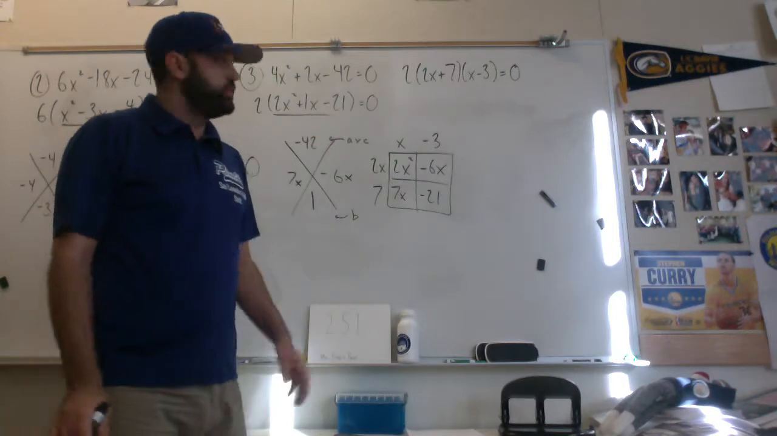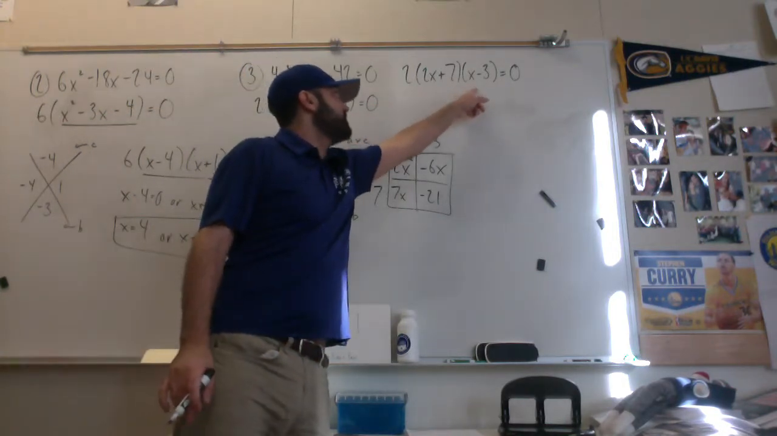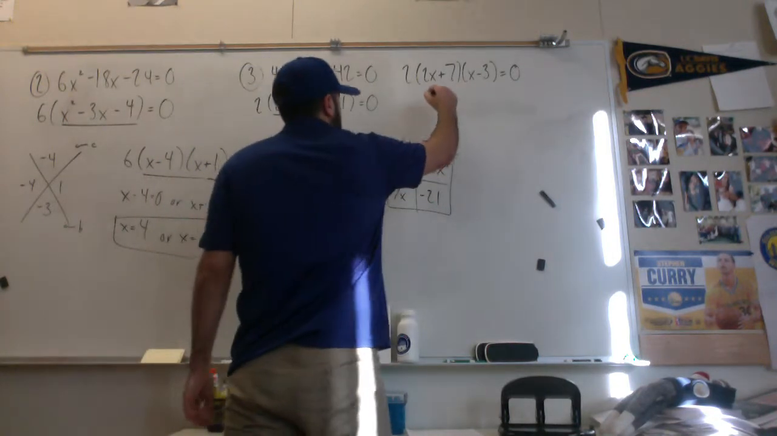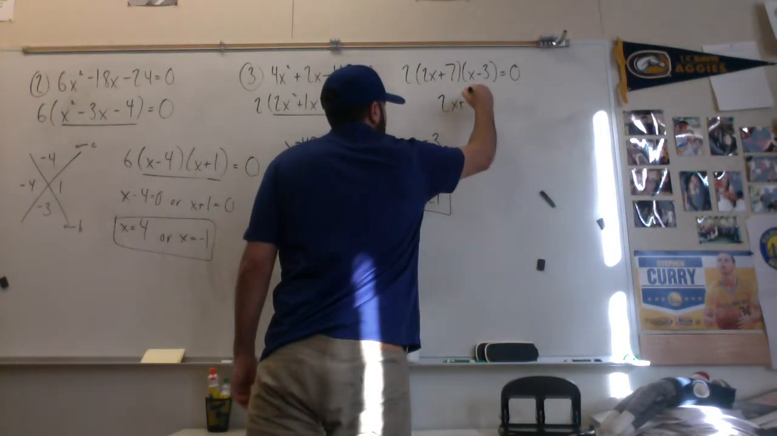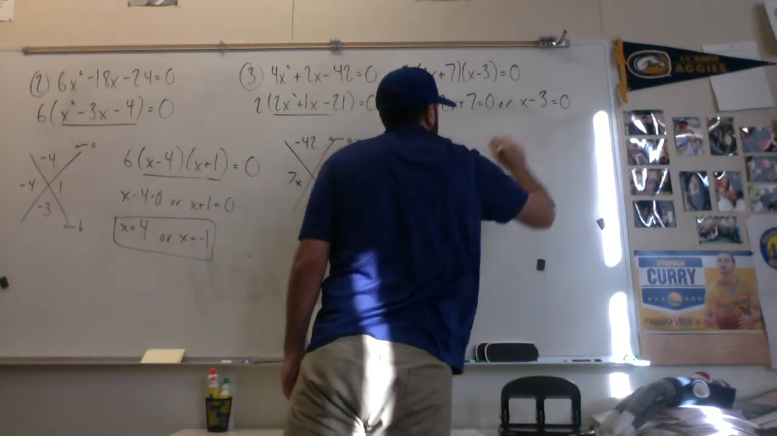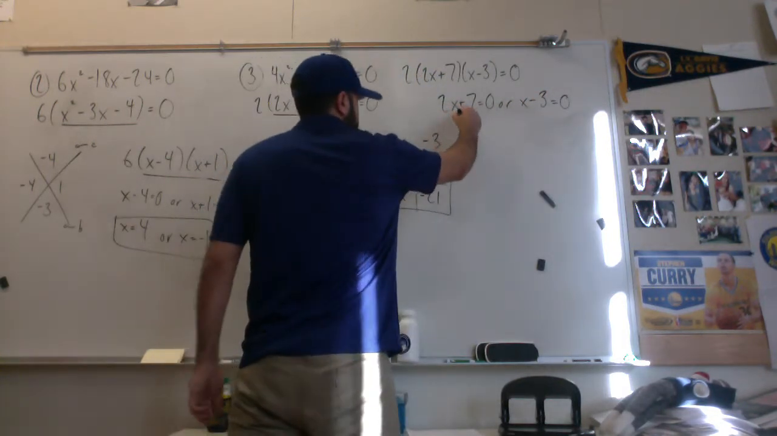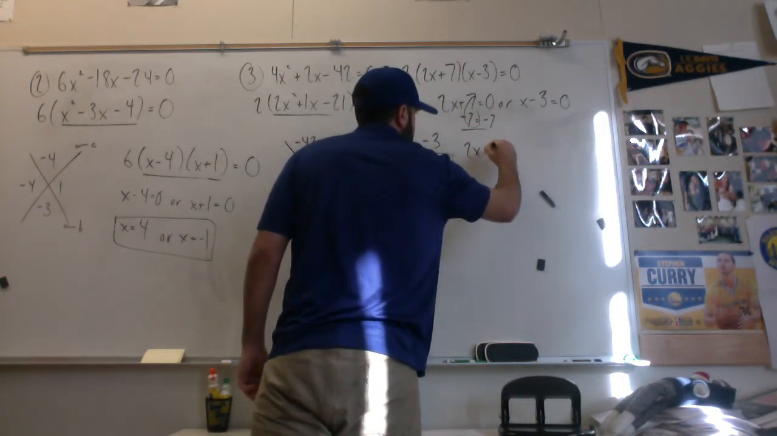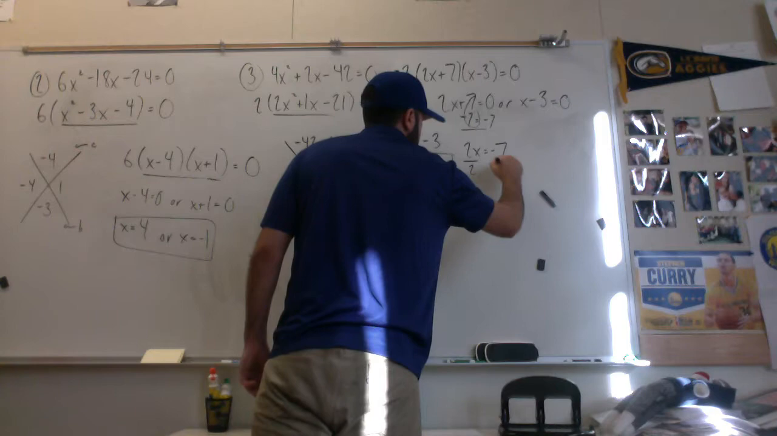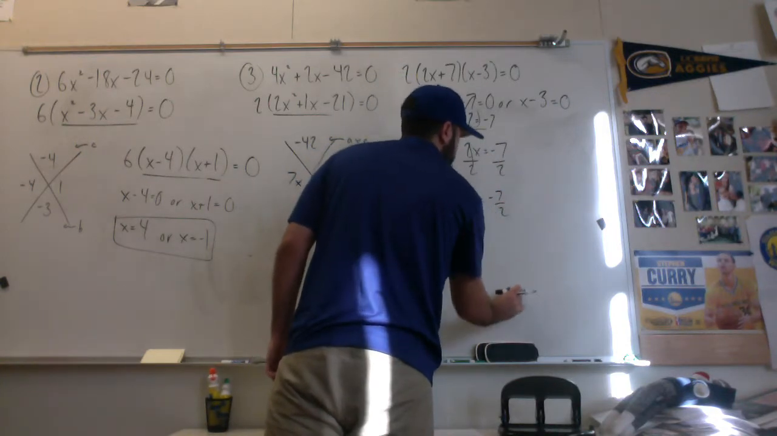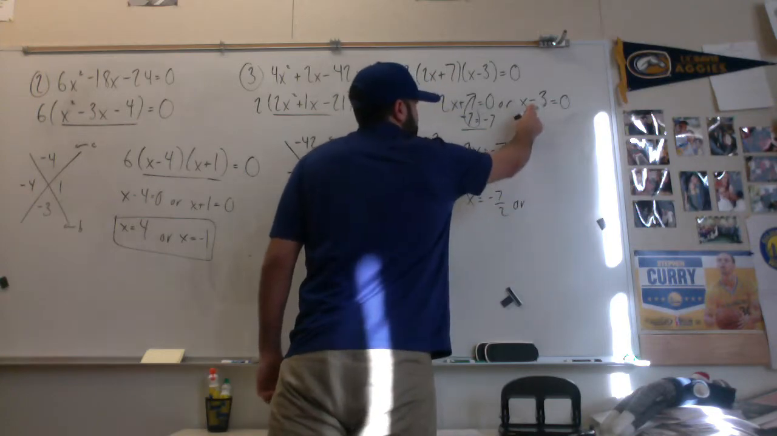And now what we need to do is just set either this or this equal to 0. It's the same as over here, right? The zero product property. So either 2x plus 7 has to equal 0, or x minus 3 equals 0. So to solve this, this is just a two-step. Subtract 7 from both sides, you get 2x equals negative 7. Divide by 2, you get x equals negative 7 over 2. There's one possible answer. Or, right, this is going to have to be 3.